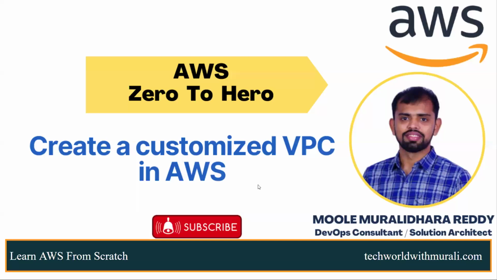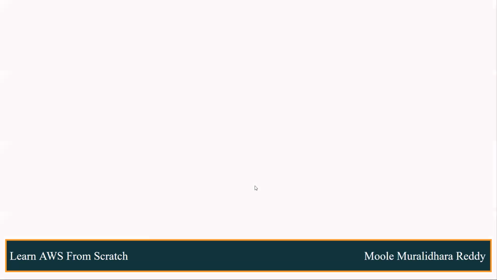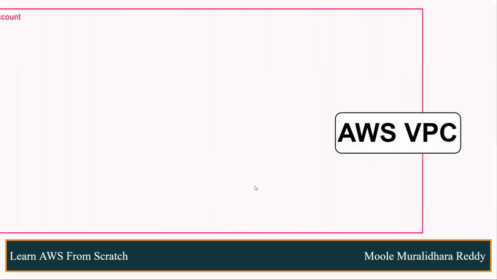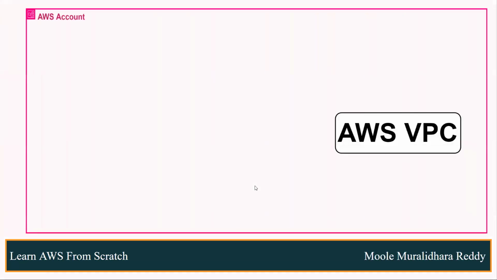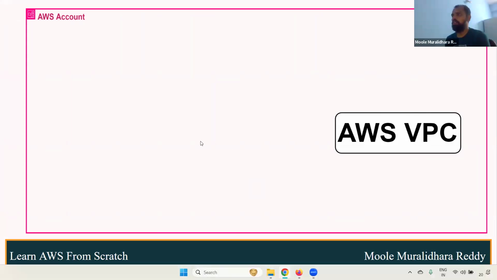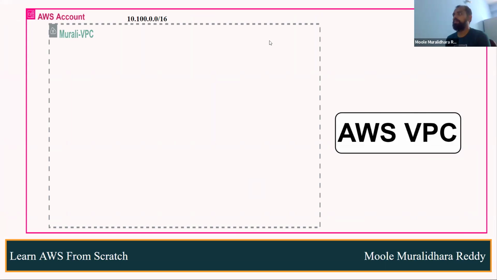Let's take an example. We have an AWS account. Inside the AWS account, we have the North Virginia region. Inside the North Virginia region, you have to create one VPC. Instead of Murli, just consider it as a dev VPC. Now we are creating this particular VPC under the 10.100 series.